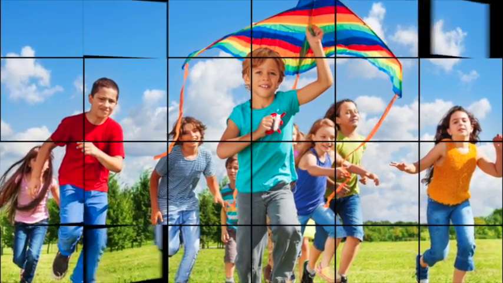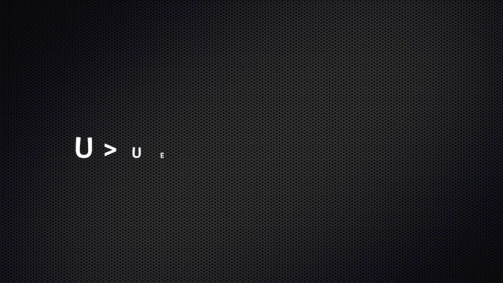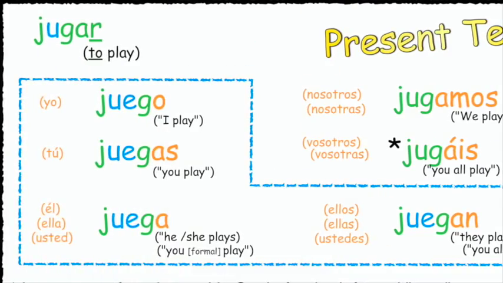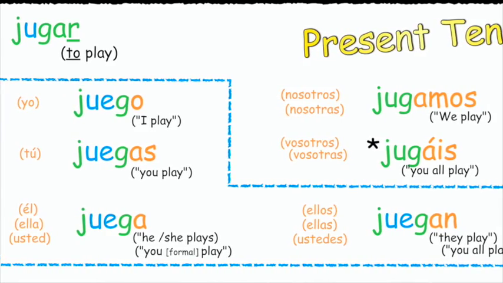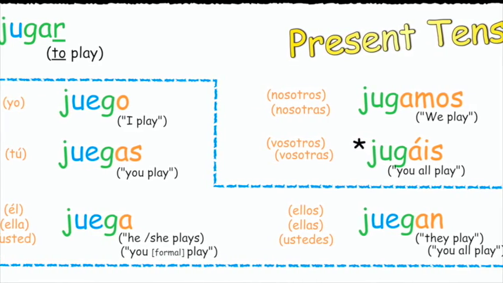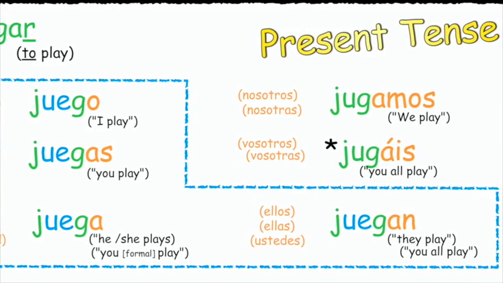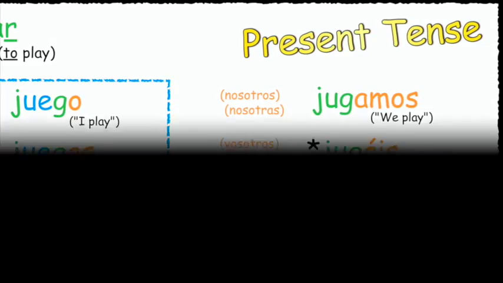The last verb you are going to learn today is jugar. Jugar means to play. Jugar is easier to remember than our other difficult verbs. It follows a simple rule. This rule is U to UE. Jugar in its conjugations is juego in the yo form, juegas in the tu form, juega in the usted form, normal conjugation for nosotros and vosotros, and the jueguen for ustedes.